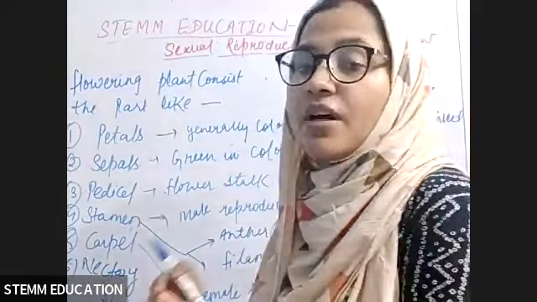So these are the parts of the flower. These are the functions of the flower. As I told you, there are some plants known as hermaphroditic plants, which have both male and female reproductive parts. They don't need to pollinate, they don't need pollen grain from another plant. They have pollen grain in the same flower, in the anther. That is known as a hermaphroditic flower.